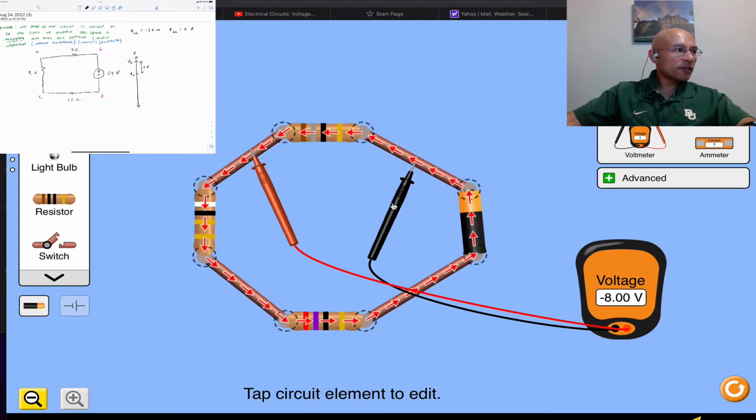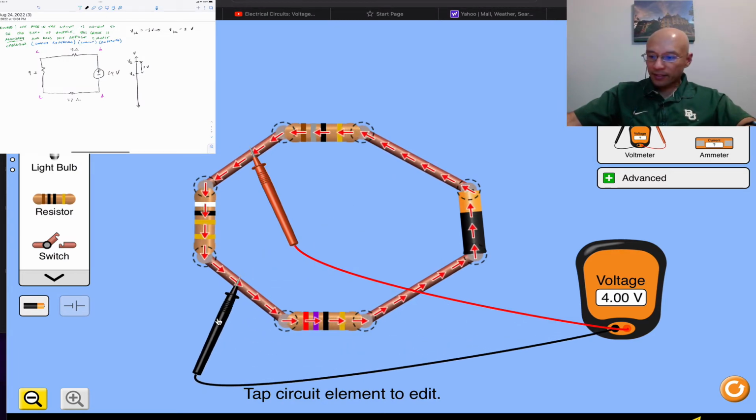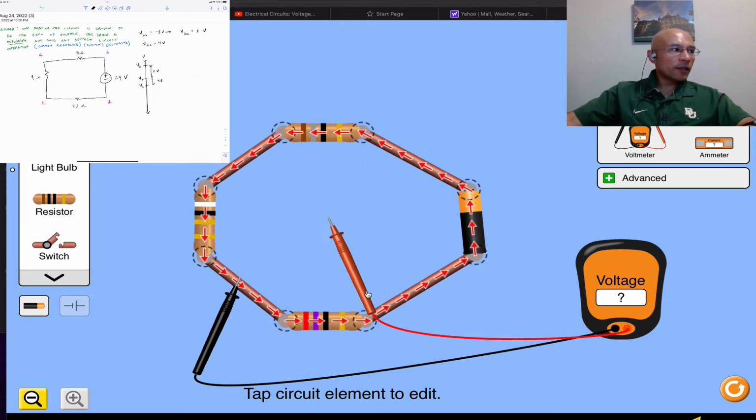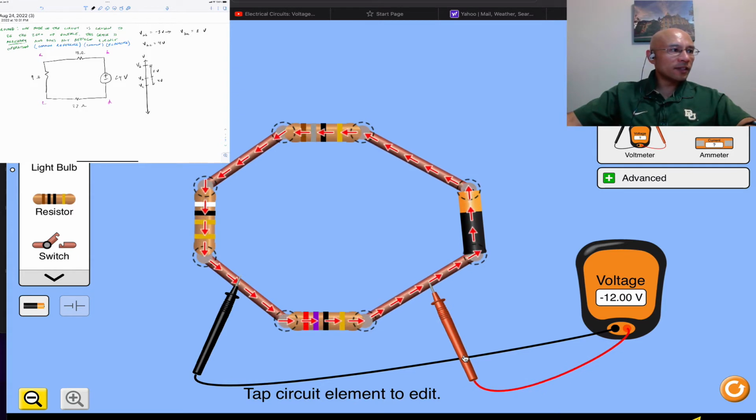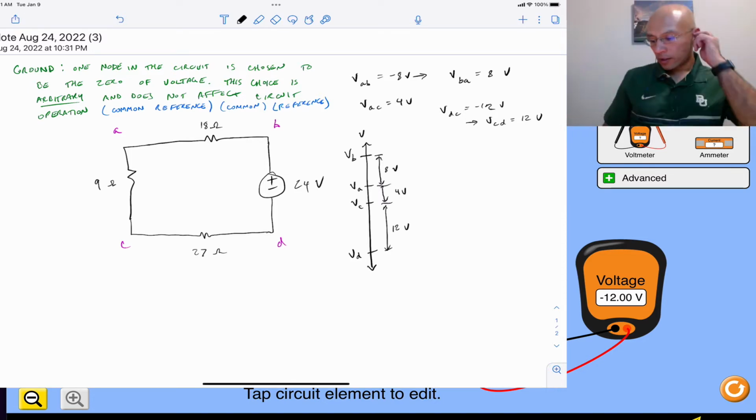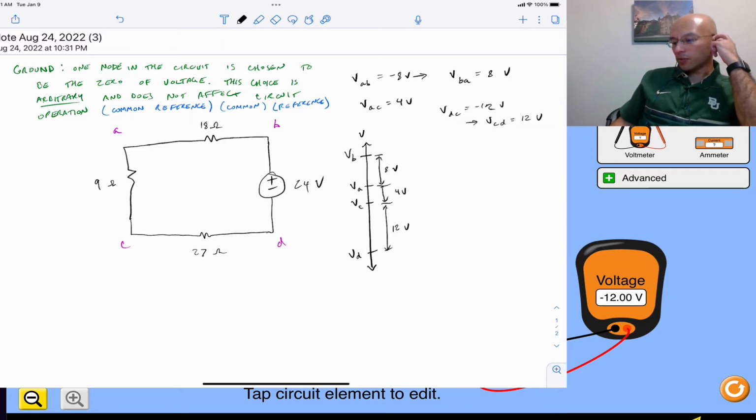And then let's try A to C is 4 volts, VAC. And then let's go D to C. It's negative 12, D to C, which then tells us that VCD is 12 volts. Okay, so we'll put D here, 12 volts below. All right, we have these single subscript voltages.